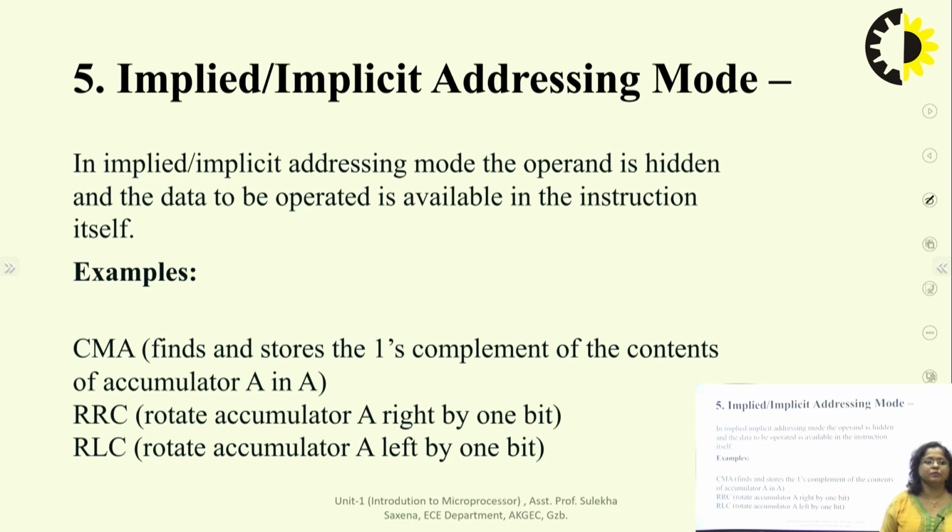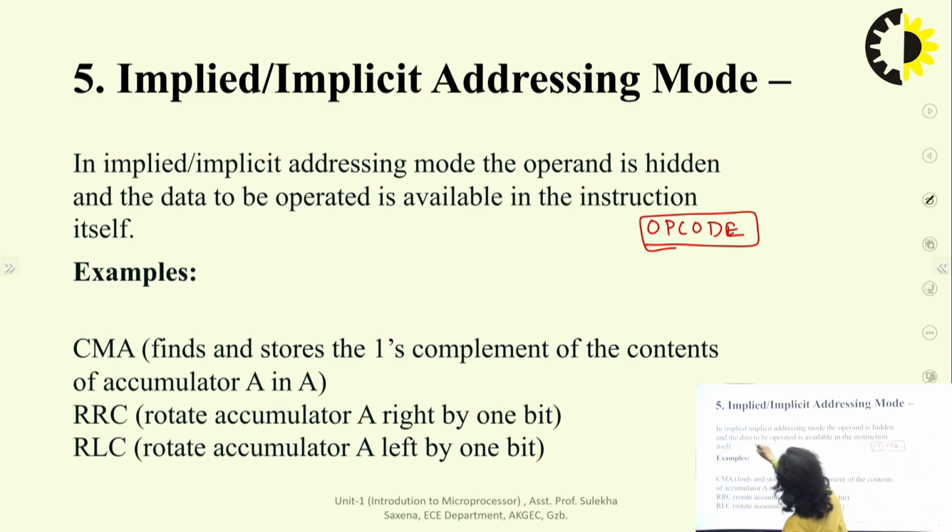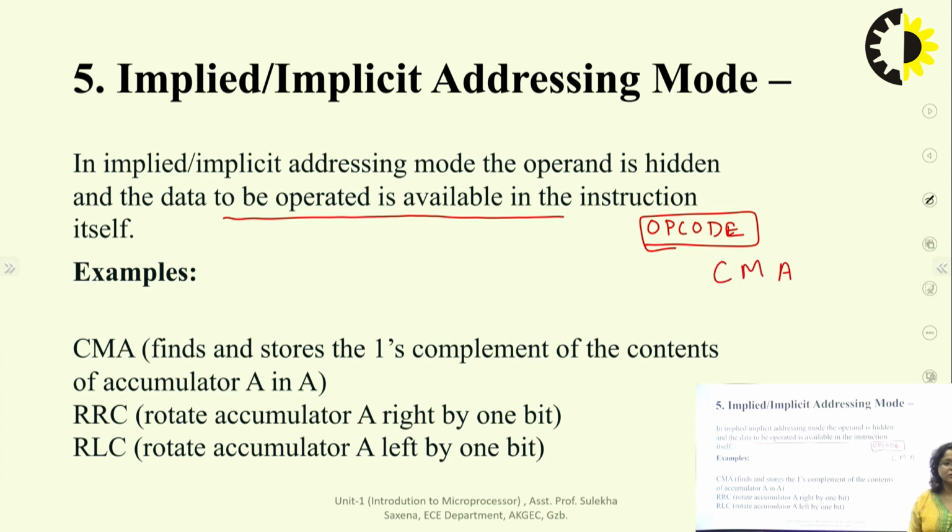Last is the implied or implicit addressing mode. I can say that if there is no operand specified in the instruction explicitly, only the opcode is there and it specifies what work needs to be done and on which operand, then it is called implied mode. So no data is directly provided in the instruction; the data is hidden in the opcode only. For example, if we write CMA, that is only the opcode, it specifies complement accumulator. So the operand, the accumulator, is hidden in the opcode only, and there is no need to provide the operand separately.